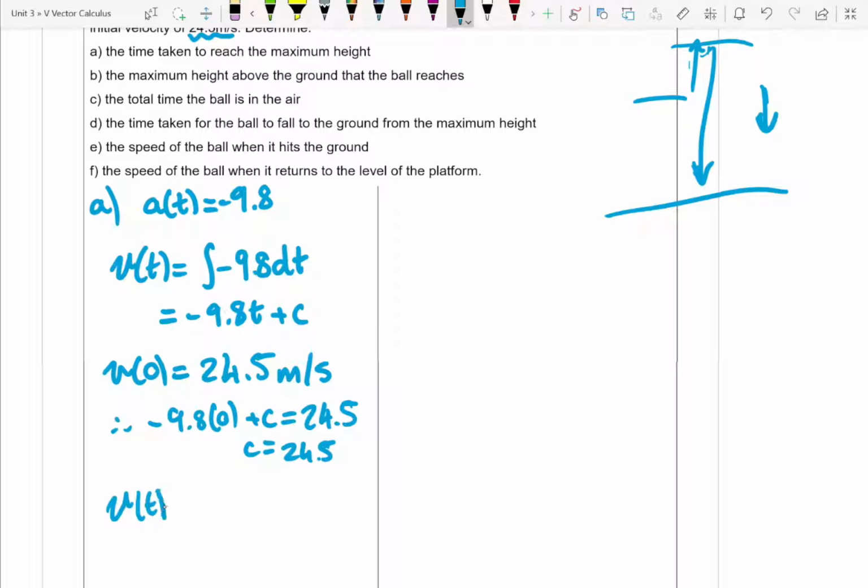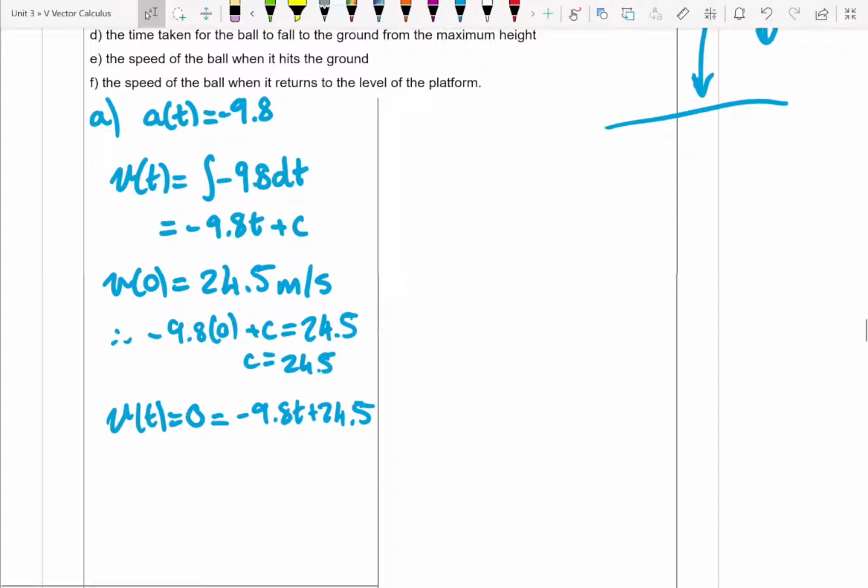So v of t is equal to 0. That means we have negative 9.8t plus 24.5 equal to 0. So take 9.8 to the other side. t is going to be 24.5 divided by gravity, which is equal to approximately 2.5 seconds.